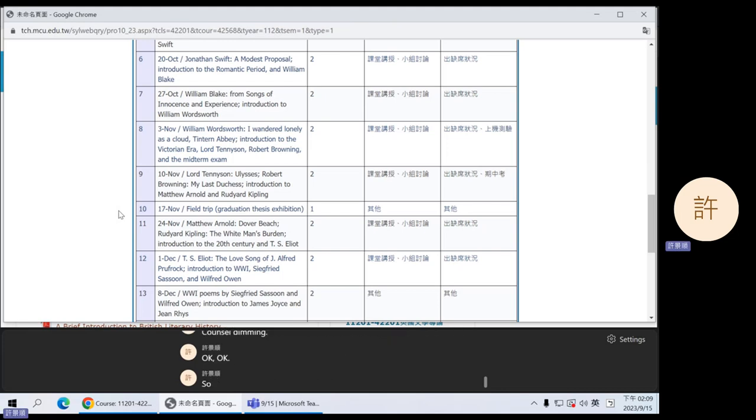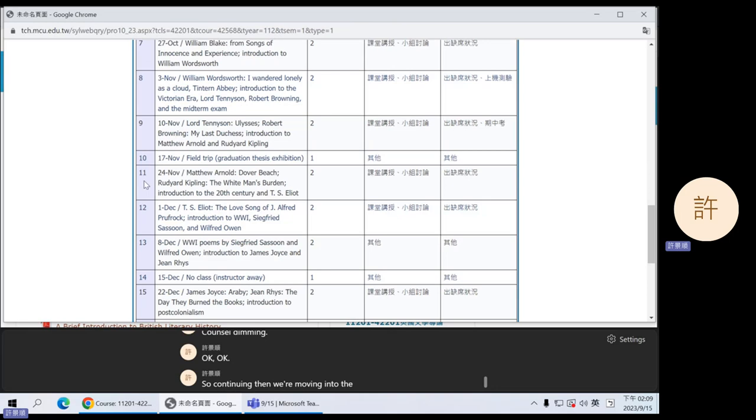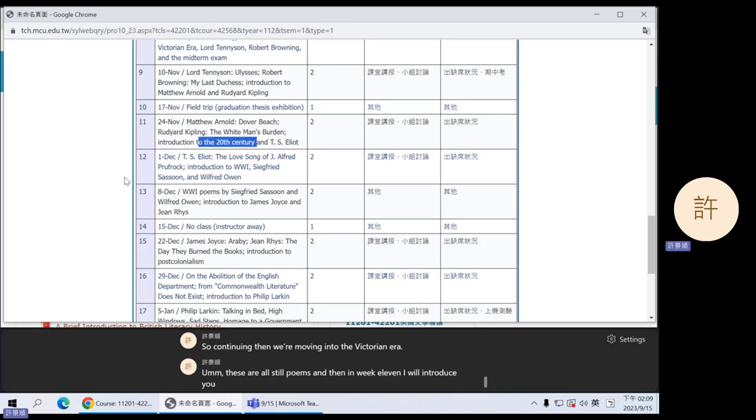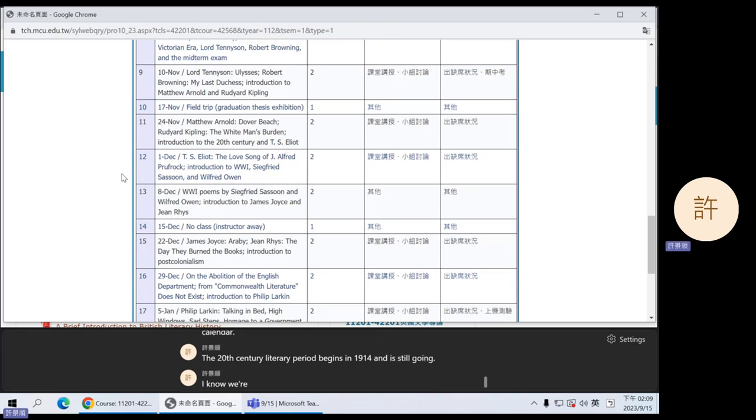So continuing, then we're moving into the Victorian era. These are all still poems. And then in week 11, I will introduce you to the 20th century. Now, as I just said, some of these literary periods don't match the calendar. The 20th century literary period begins in 1914 and is still going. I know we're in the 21st century, but history takes some time to settle.